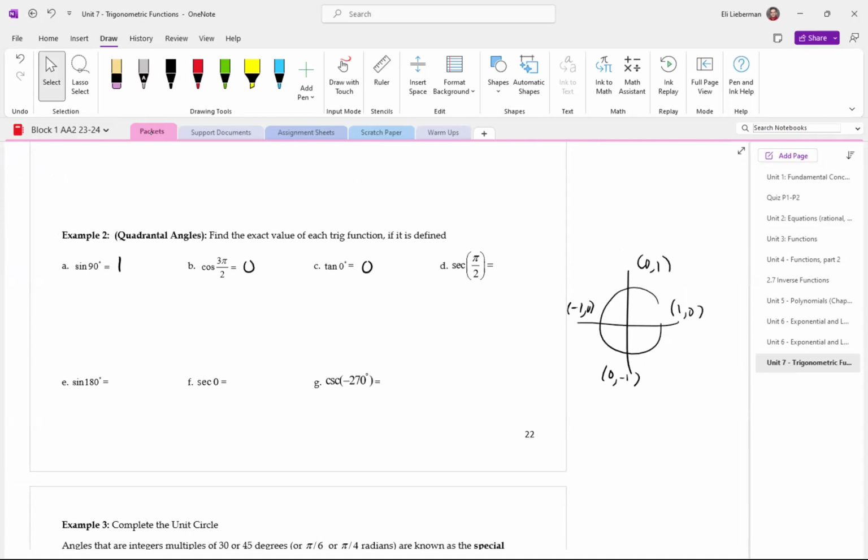I'm going to look at which value, x or y? X, because we're going to reference a cosine. But it's not going to be 0. It's going to be 1 over 0, right? It's 1 over that x value. 1 over 0 is equal to undefined.